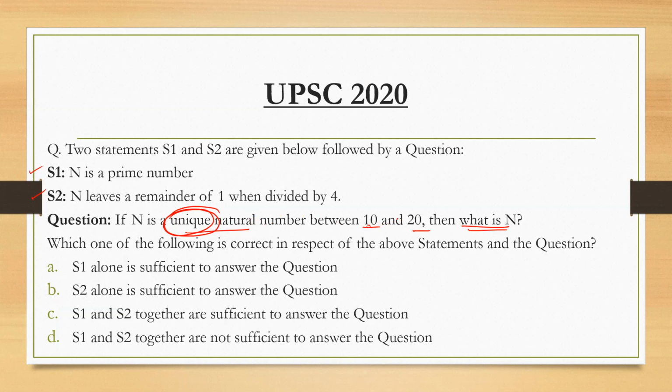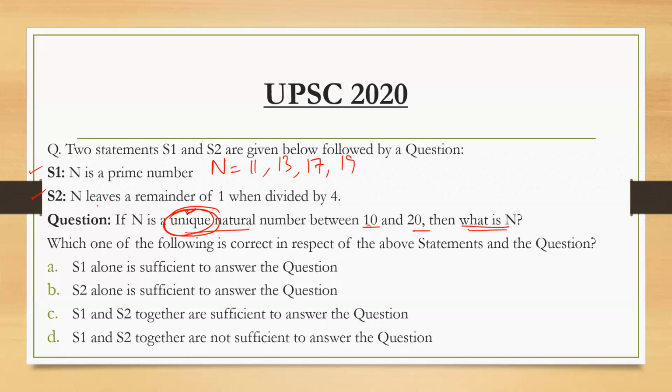between 10 and 20, okay. Now n is a prime number, that means what? Between 10 and 20, how many values are there? N could be 11, 13, 17, 19, okay. The only condition given here is it has to be a prime number and it has to be between 10 and 20. So statement 1 alone will not answer my question because I'm not getting a unique value here.